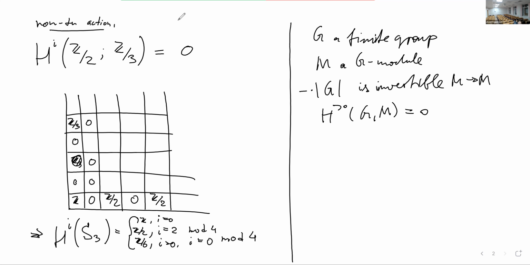The homology of G with M coefficients is 0 in positive degree. Now, how to prove this? Let's see. I guess this is just equivalent to saying that invariants are an exact functor, and it is exact because we have the averaging operator, which makes it a retract of the module itself.